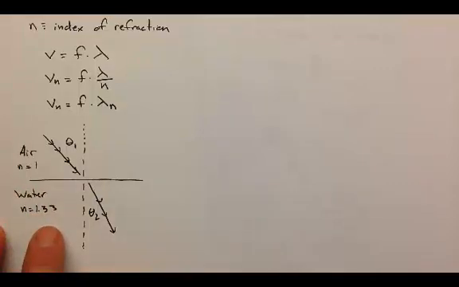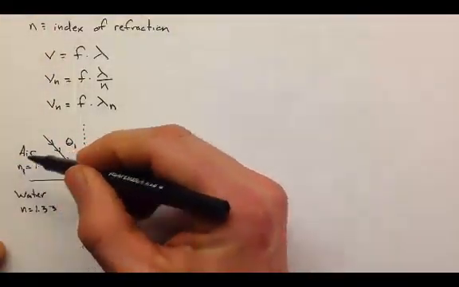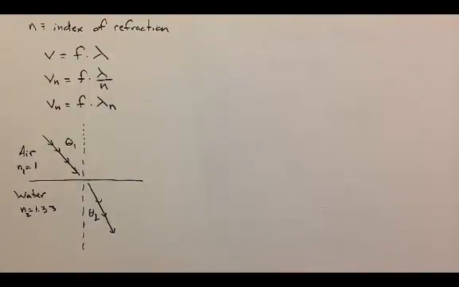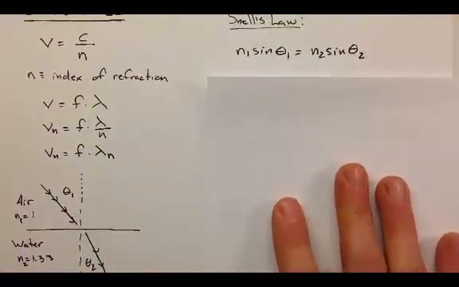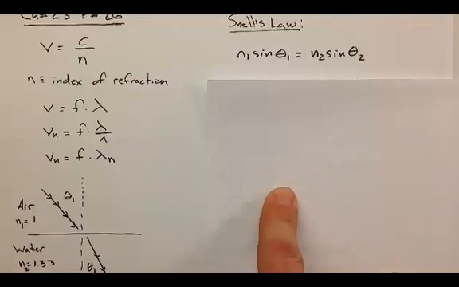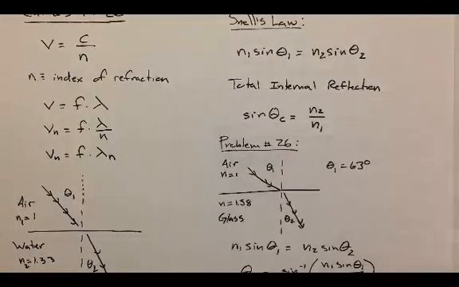And there's a law that explains how theta 1, n1, n2, I should label these here. This is n1 going along with theta 1. This is n2 going along with theta 2. And the law that explains how this works is called Snell's law, okay? And basically what it says is n1 times sine theta 1 is equal to n2 times sine theta 2. So light bends towards the normal when it goes to a higher index of refraction. It can bend away from the normal if it's going the other way, okay?